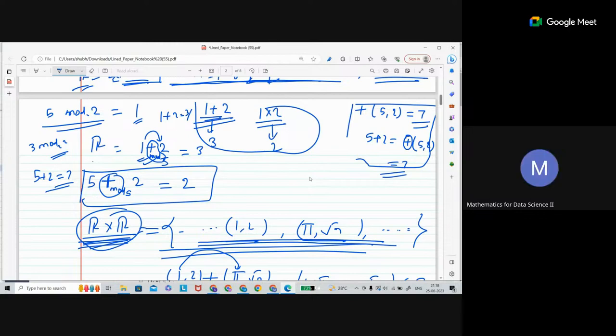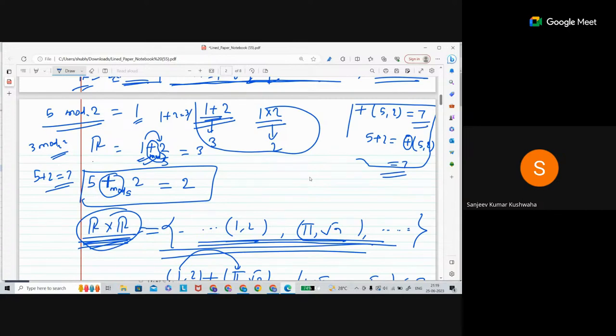Okay. Another example. For example, if we define a set which is the multiples of 2, that means the set of even numbers, then if we multiply or add two numbers, the result will also be even.